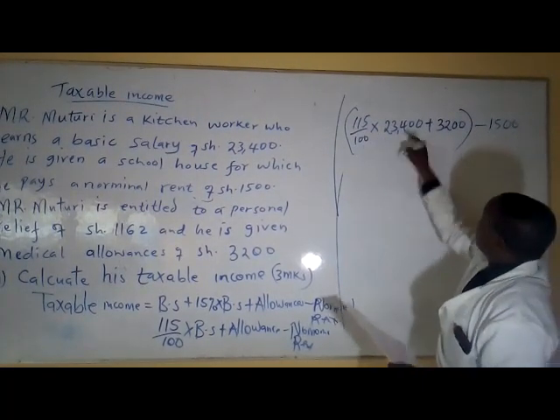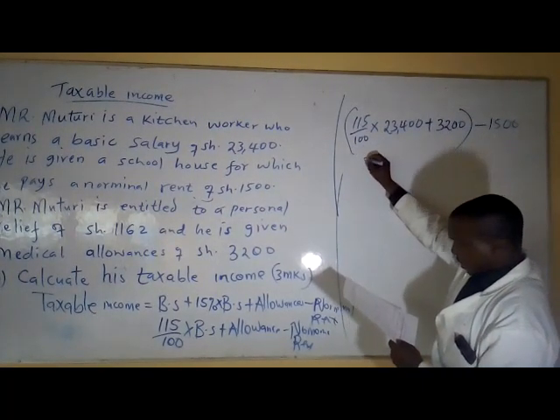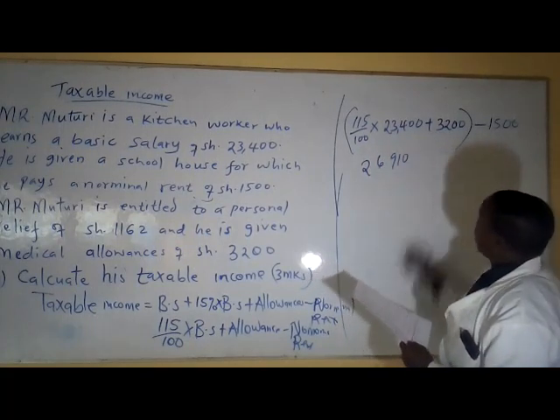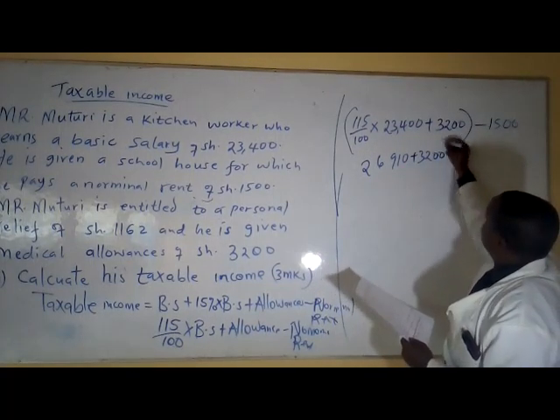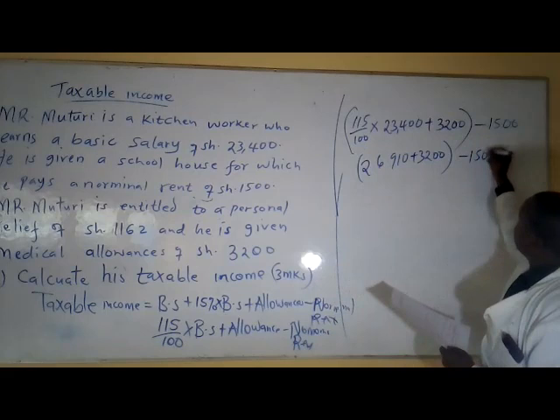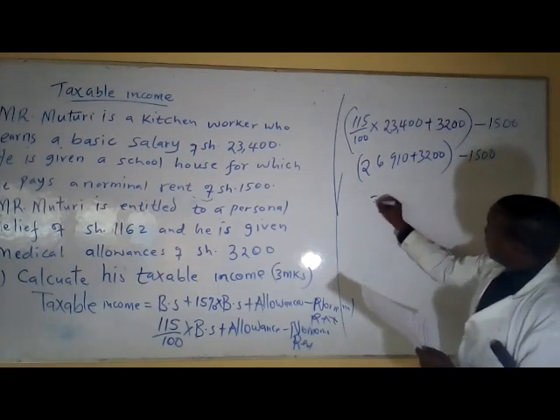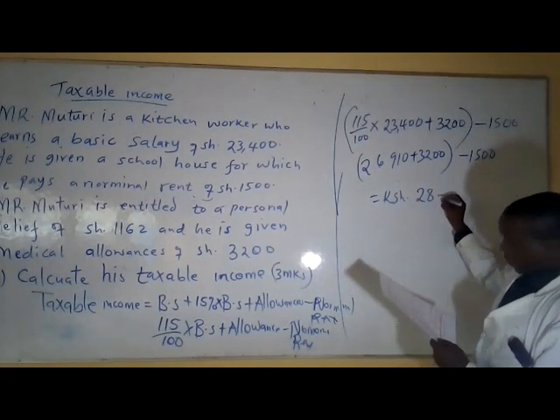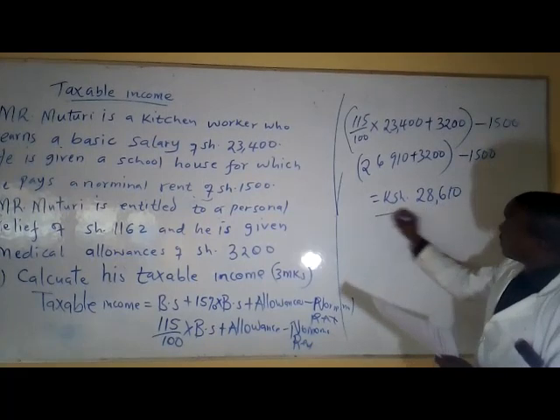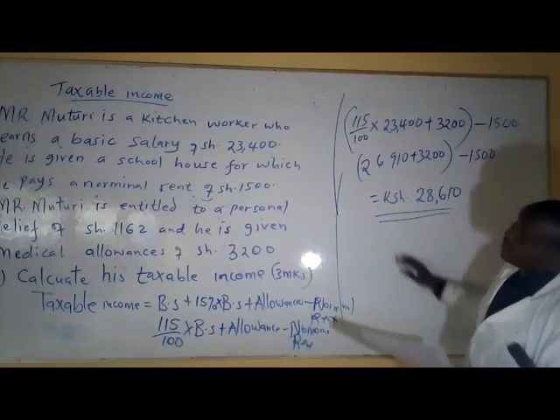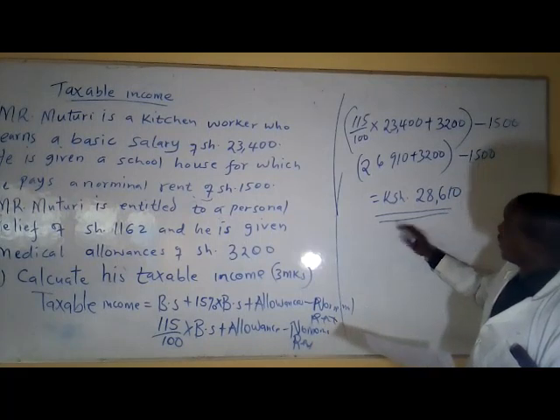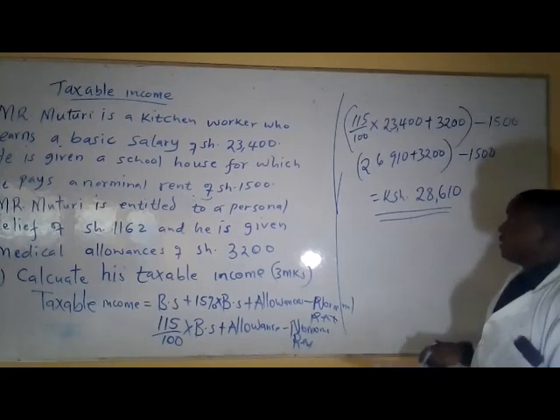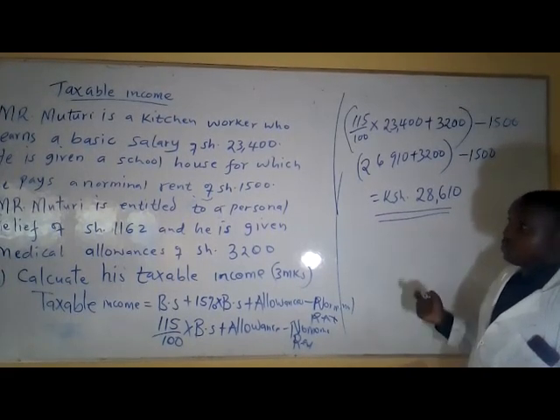So this times this, we will have 26,910, and then plus 3,200. Subtract 1,500, and this will give us Kenya shillings 28,610. So the taxable income for this man Muturi, who is a kitchen worker, will be 28,610. Now we are going to the next question.